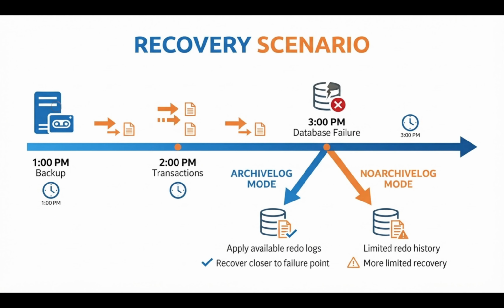Imagine we take our last database backup at 1 p.m. Everything is working normally, but at 3 p.m. the database fails. Now what happens? With archive log mode, assuming the required archived and online redo are available, Oracle can use that redo to recover changes made after the backup. That gives us the possibility of recovering much closer to the point where the failure occurred.